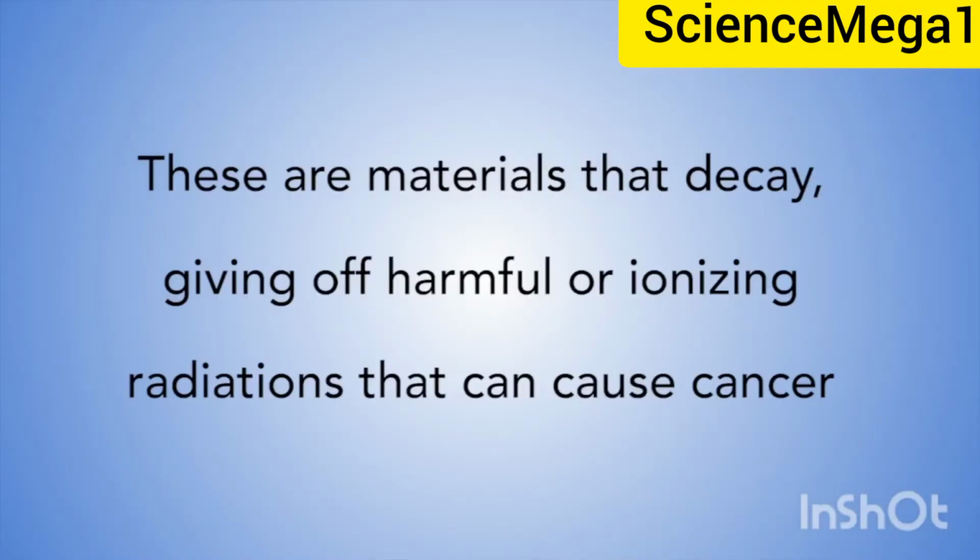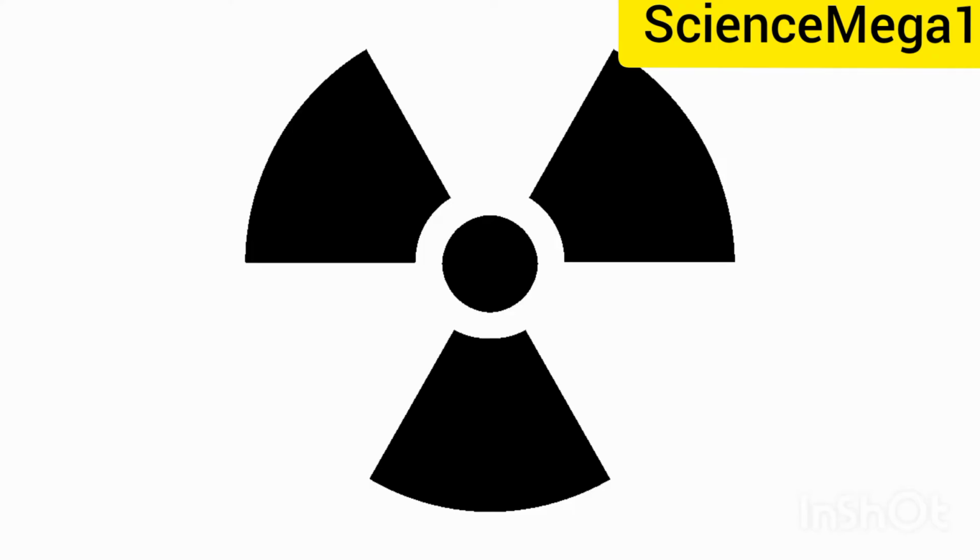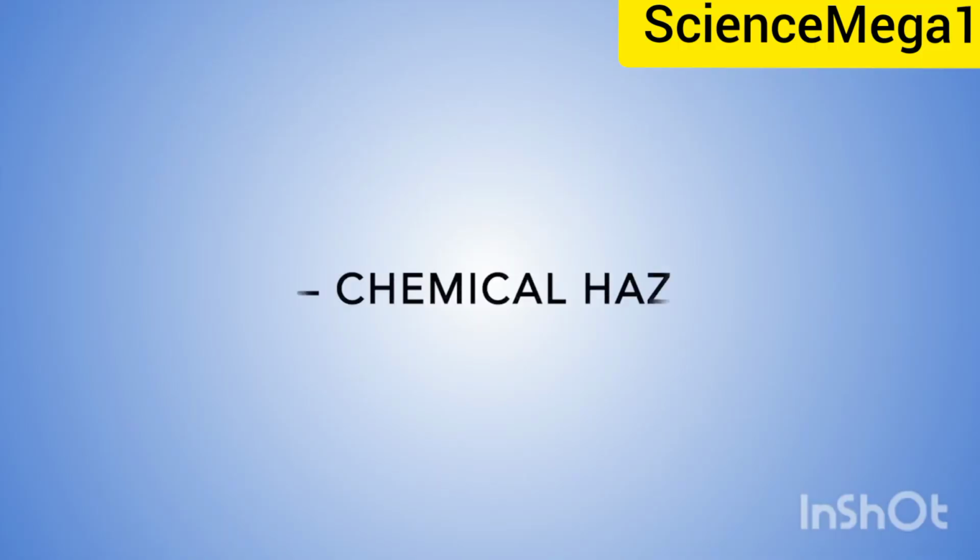Now let's move on to radioactive substances. These are materials that decay, giving off harmful or ionizing radiation that can cause cancer. Examples are uranium, polonium, and radon. Their warning symbol is. Now let's move on to non-chemical hazards.